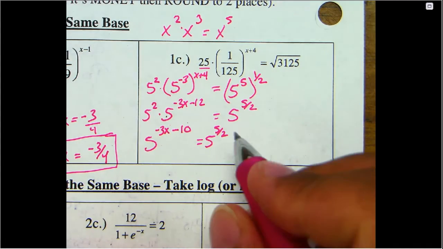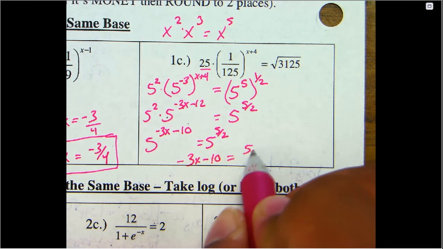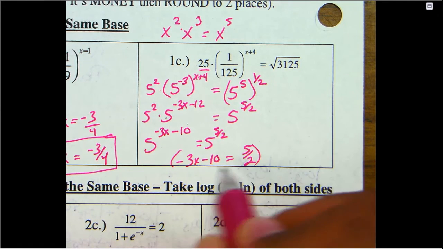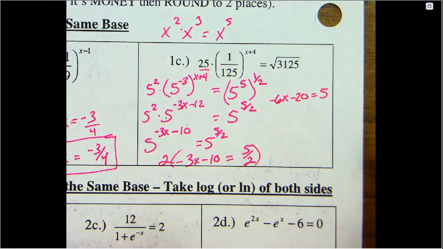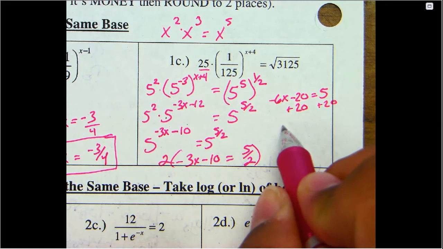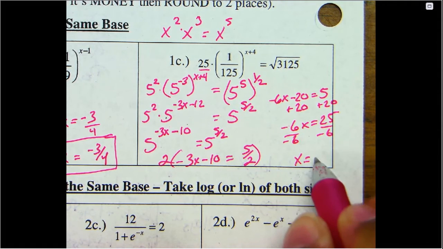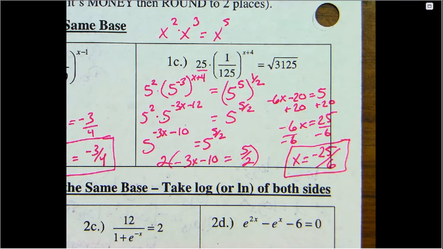Okay, so now we take their exponents and set them equal because we have a common base now. So negative 3x minus 10 equals 5 over 2. What's the easiest way to solve this? Multiply everything by 2. Get rid of the fraction. So it gives me negative 6x minus 20 equals 5. So I'm going to add 20 to both sides. Negative 6x equals 25. Divide by negative 6, and x equals negative 25 over 6. And that is my solution. That one's a bit lengthier than the other ones.